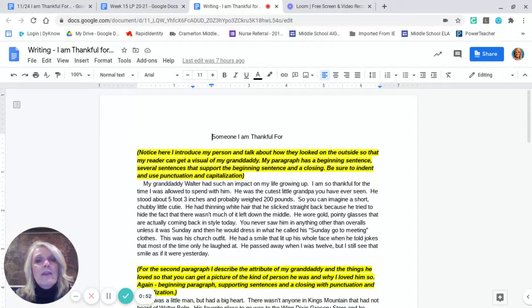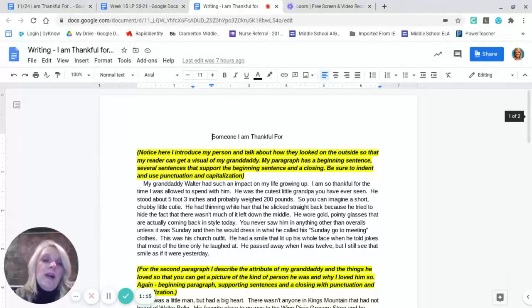A lot of times we have all these nice, warm, fuzzy thoughts about people, but we don't always share that with them. And it makes everyone feel good to know that someone's thankful for you or that you're thought of or just that you're someone's favorite person. So it would be really nice if you write about someone that is important to you and then you give it to them over the holiday.